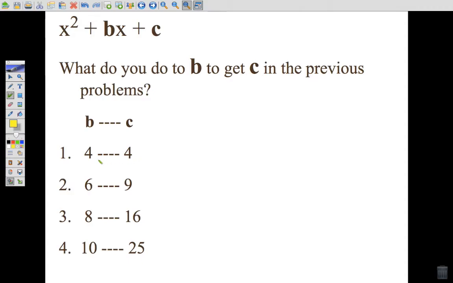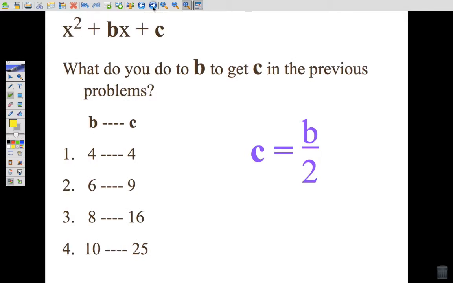More specifically, what do you do to 4 to get 4? What do you do to 6 to get 9? What do you do to 8 to get 16? And 10 to get 25? The pattern that is being established is that in order to calculate C, you take B divided by 2 and then you square it.